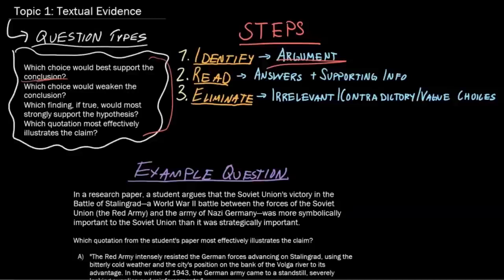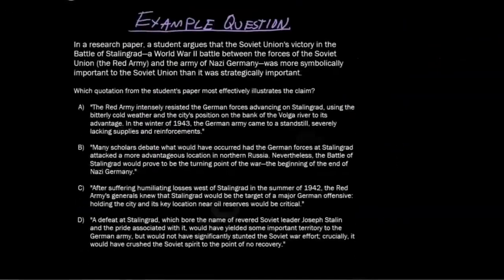What you're going to do then, you're going to read the answers, and you're going to read the supporting information. In other words, every part of the paragraph, every part of your passage, that's not the argument. Okay. Then you'll eliminate choices that either go against your argument or that don't make sense with the supporting info. You might have a choice that sure argues the same thing, but it uses completely different evidence to argue that thing, and that's going to be an incorrect choice. Let's take a look at this example question.